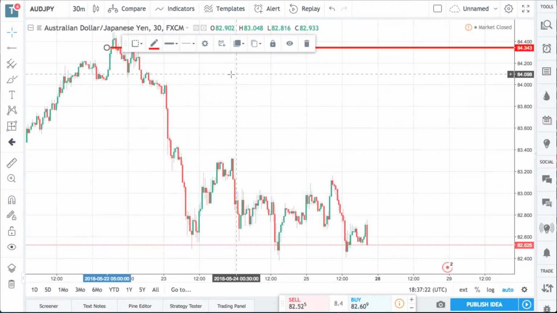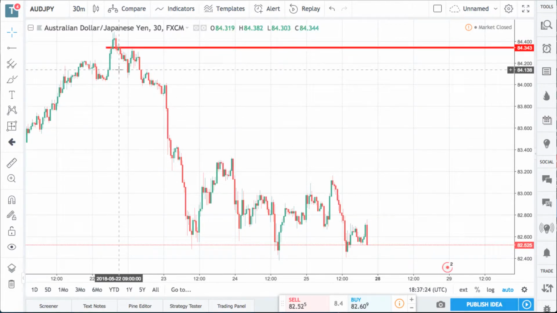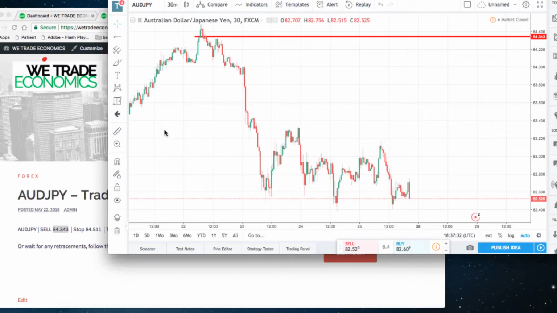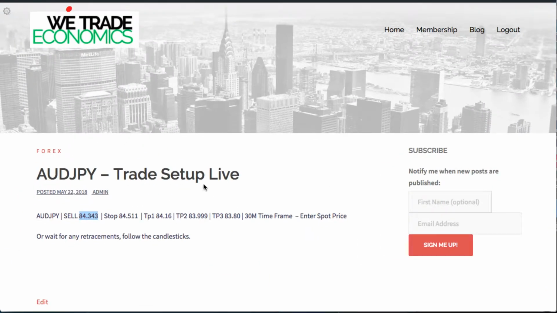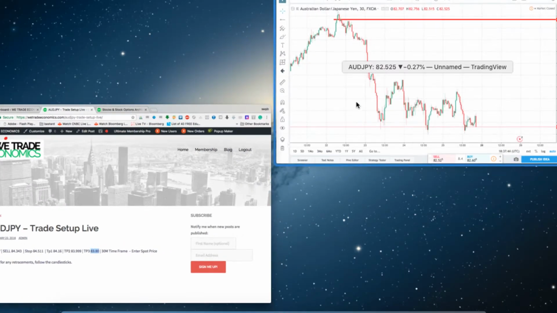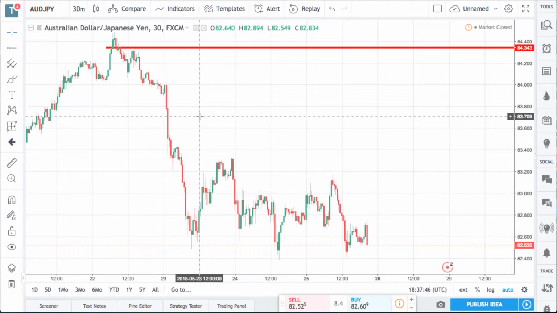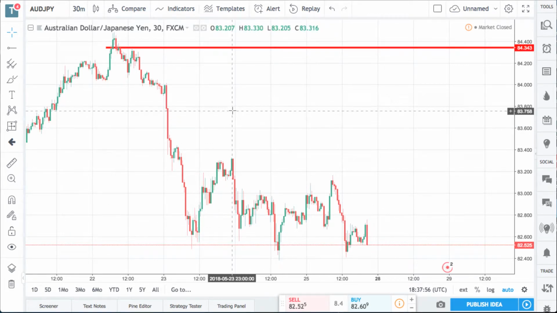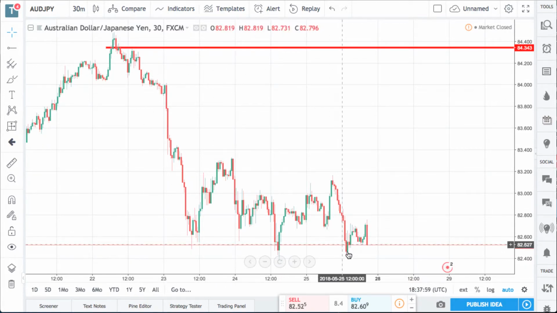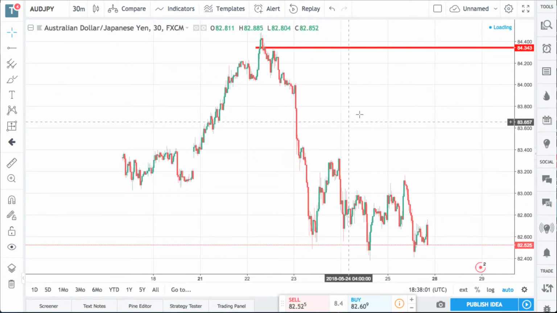The UK time would be 8 o'clock right here, and this is sell at the market, and I said trade it with me. Basically the trade setup was live, and the third target price was 83.80. So 83.80 right here was the third target price. You can see that the prices went way lower than that, so obviously a successful trade.